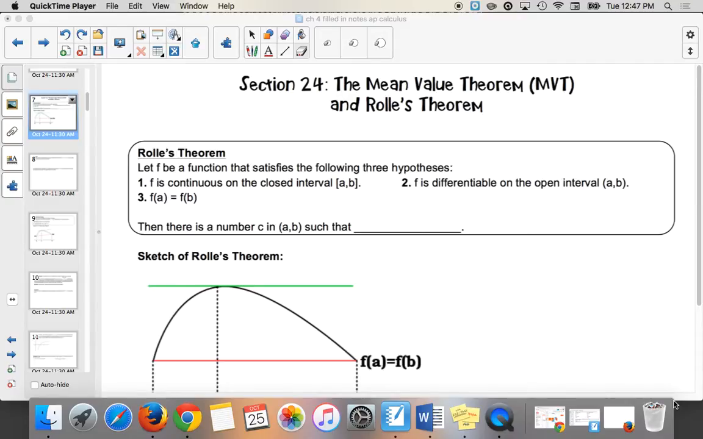Every time you use these theorems, you have to list the conditions in order to use them. So if you said, oh, this is true by the mean value theorem on the AP test, but you didn't say f is continuous, f is differentiable, and so on, you wouldn't get any points. So you have to say the conditions.